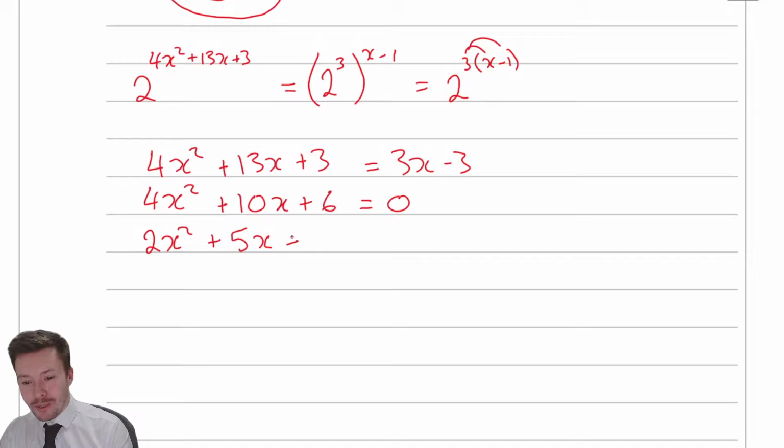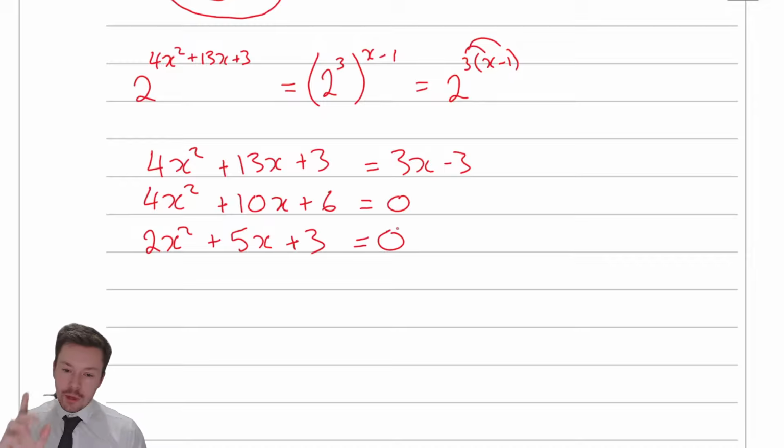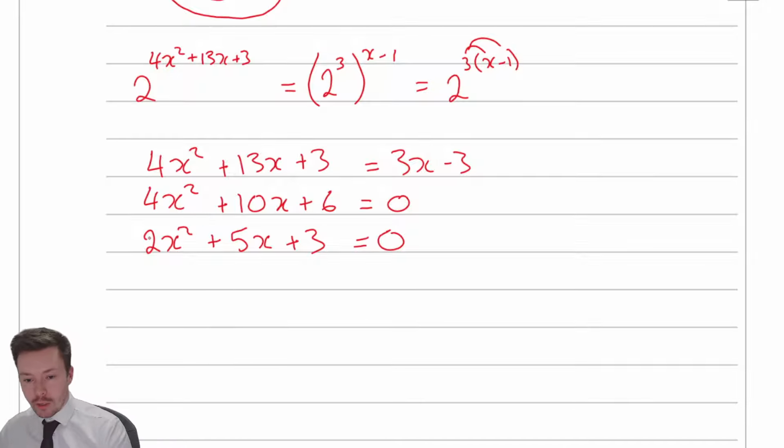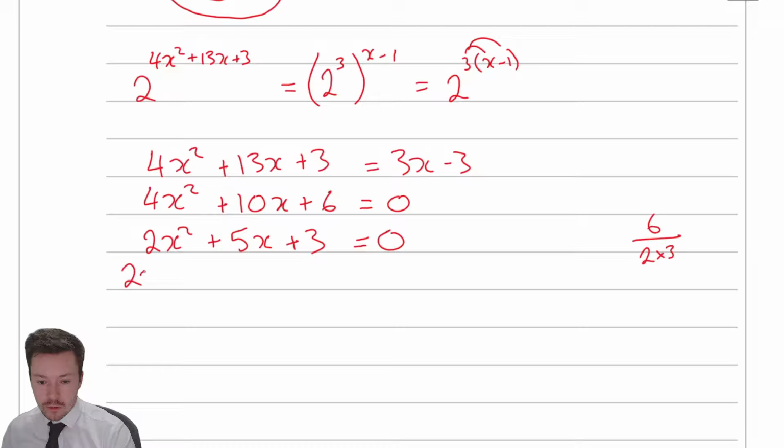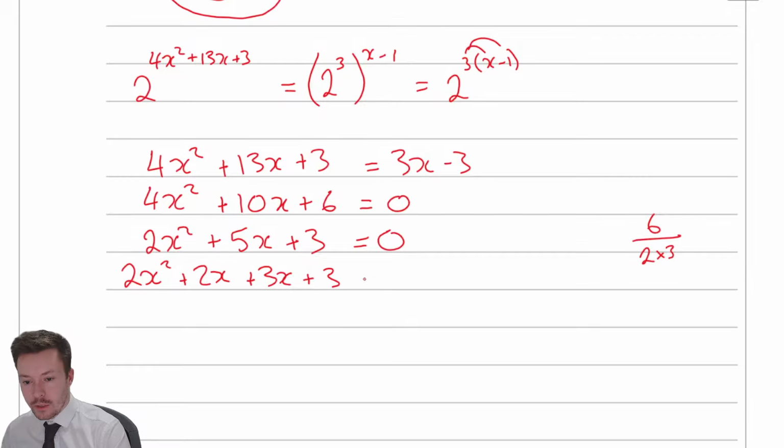And then plus 3 equals 0. Okay, divide everything by 2. Then from there, we need to explode the middle or split the middle again. So 2 times 3 is 6. Factors of 6 that add to 5 is going to be 2 and 3. So 2x squared plus 2x plus 3x plus 3.